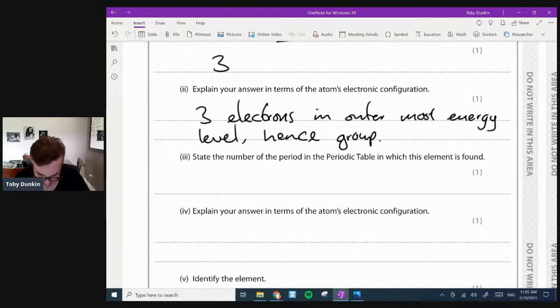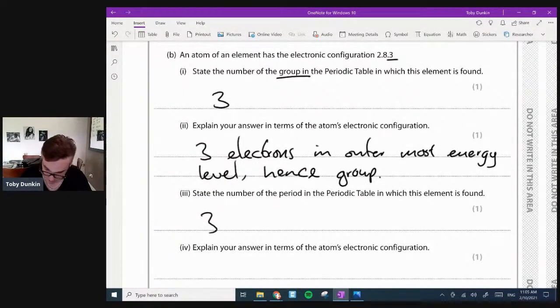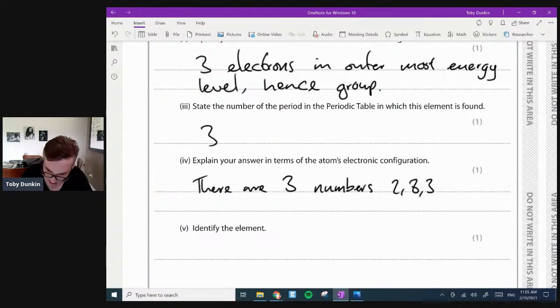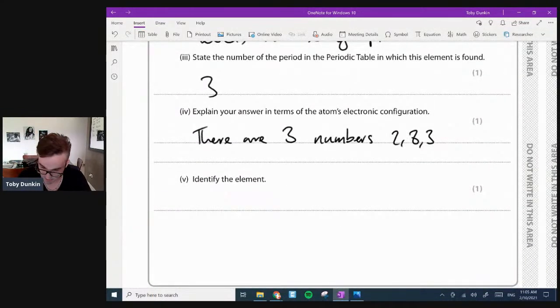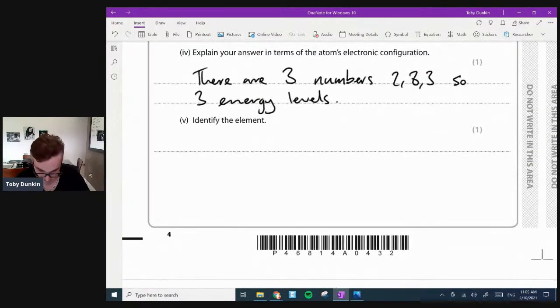State the number of the period in which it belongs, which is 3 as well. Explain your answer in terms of electron configurations. There are 3 numbers, 2, 8, 3. First shell holds 2, second shell holds 8. Third shell's got 3 in it. There are 3 numbers, so 3 energy levels. Seems very reasonable. So we just look at the mark scheme for these two.